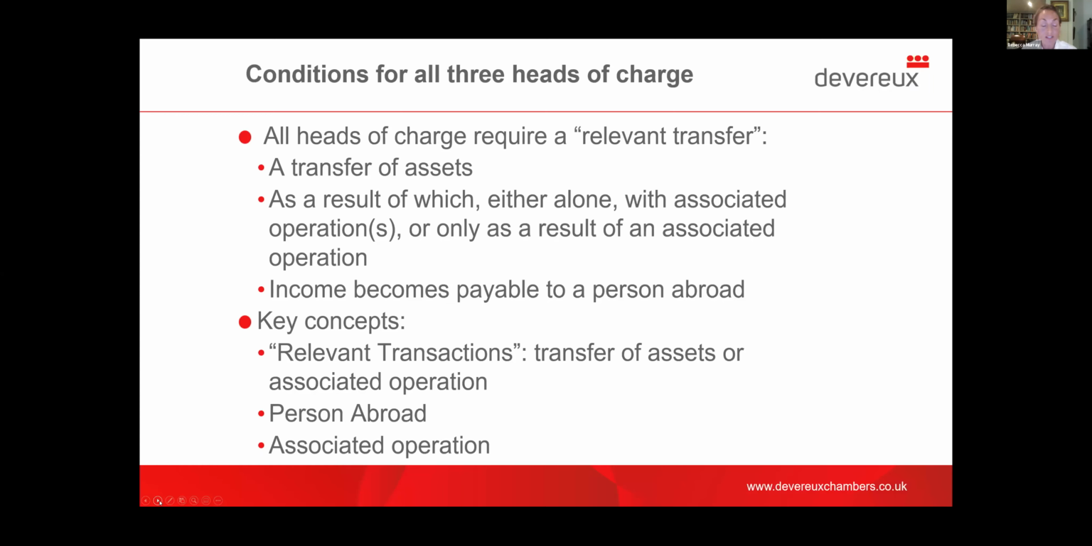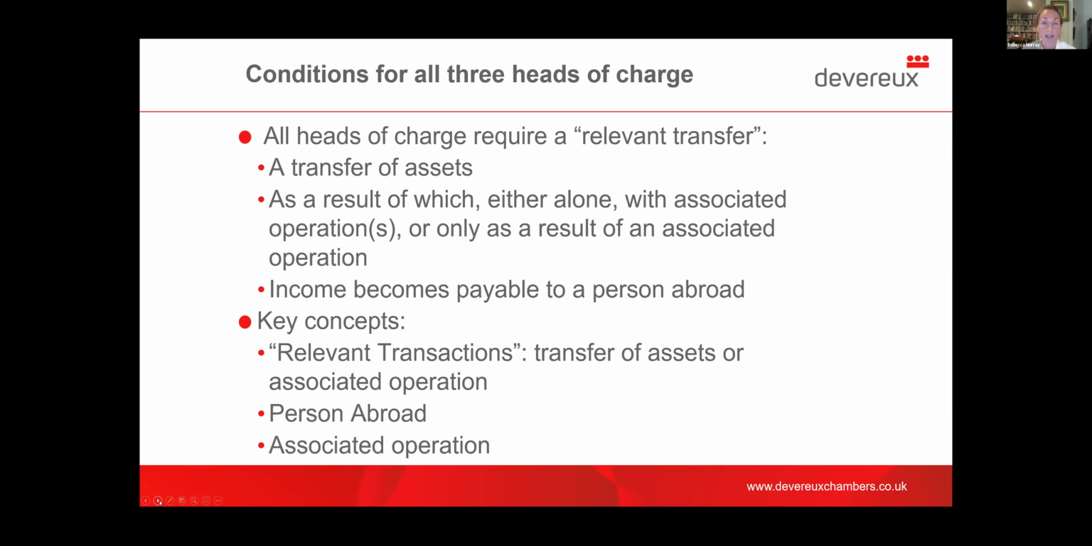So the legislation uses the phrase relevant transaction to encompass a relevant transfer or an associated operation. But as I've noted, the starting point is the transfer of assets to the person abroad, because we can't have an associated operation without that.